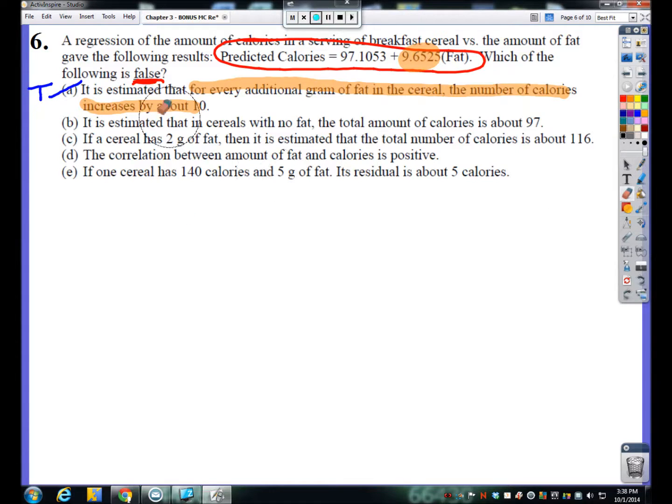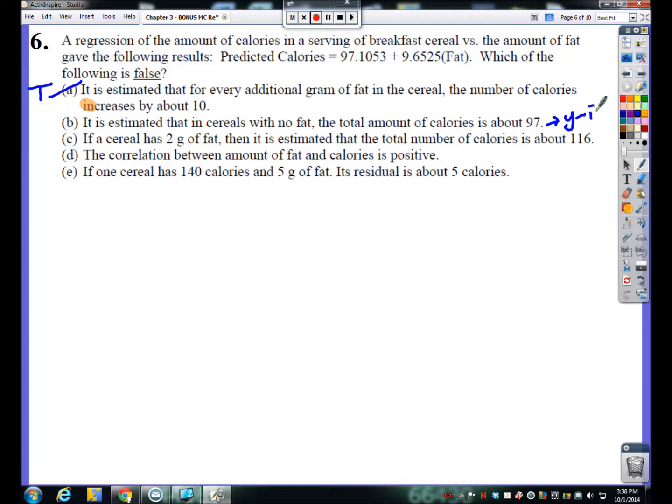Part B. It is estimated that in cereals with no fat, the total amount of calories is about 97. Well, this sounds a lot like they're trying to do a y-intercept interpretation. With no fat, basically we're saying when x is 0, then this would be our y-intercept value. Well, our y-intercept value was the 97.1053, and that's about 97, so that's a true statement. So it's not B. C: if a cereal has 2 grams of fat, it is estimated that the total number of calories is about 116.